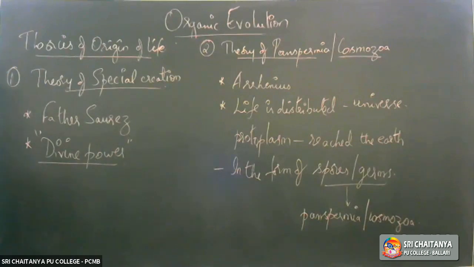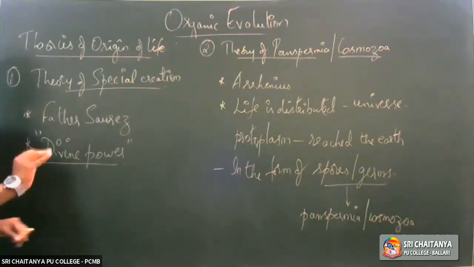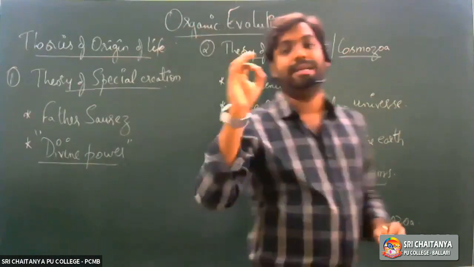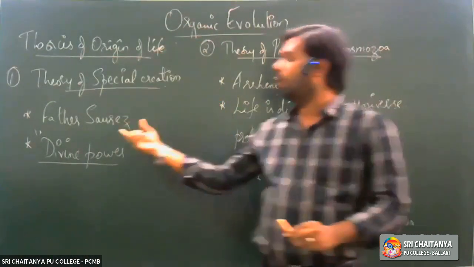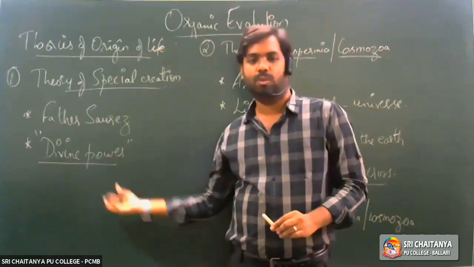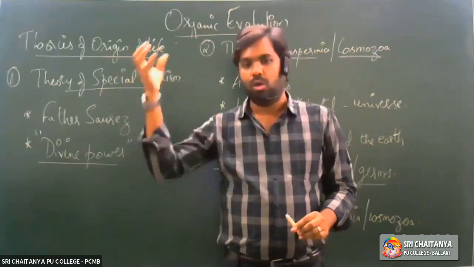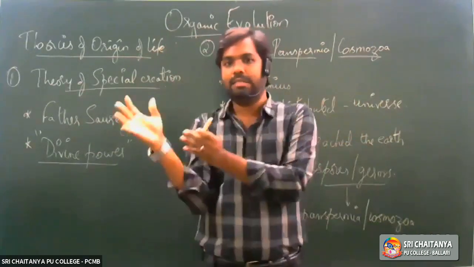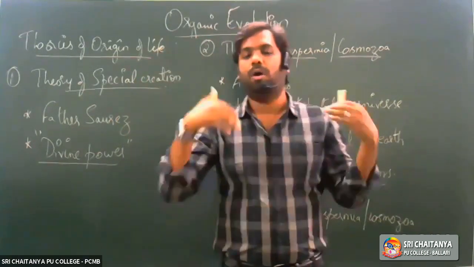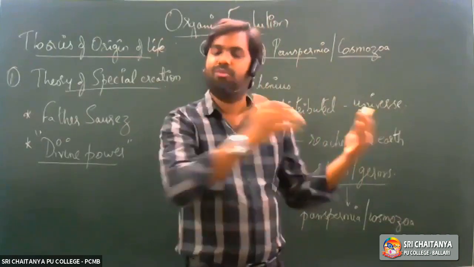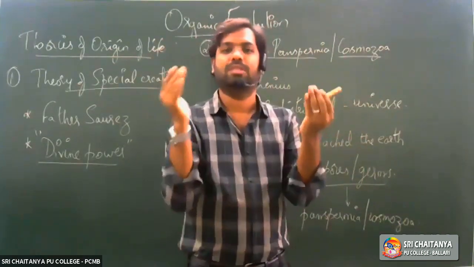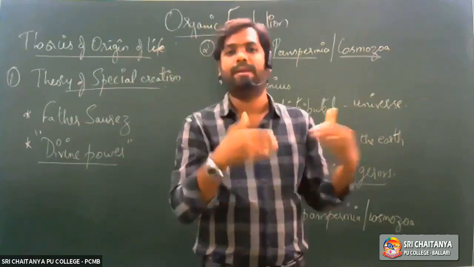by Arrhenius. So in the theory of special creation, Father Soros said that life originated from some divine power. One example he gave is that God created the earth or the universe in 6 days, and along with that, all the flora and fauna were also created by God. And from then on, life started existing on the planet Earth.